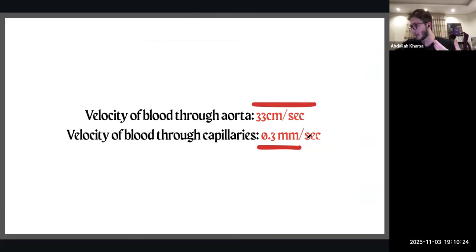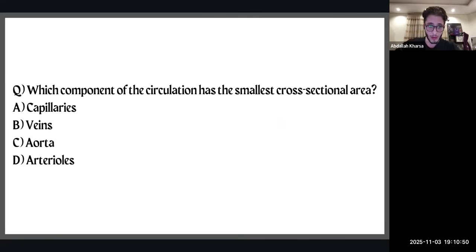But this is actually good, because when blood flows slowly through the capillaries, this allows exchange to happen between the capillaries and the tissue. And you want blood to flow through the aorta quickly because you want blood to go to the rest of the body quickly. Does that make sense? Is that clear to you guys? Perfect. I'm really glad. Amazing.